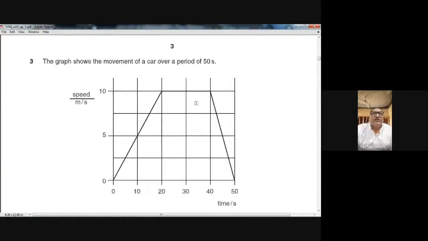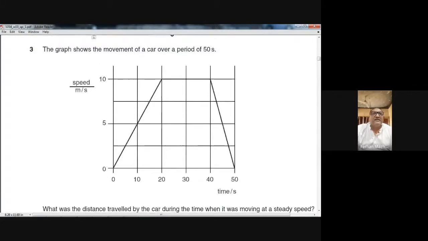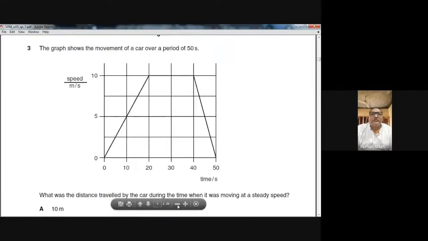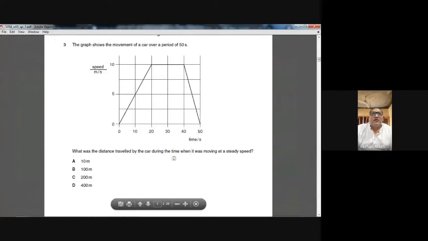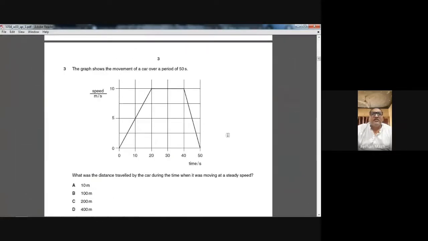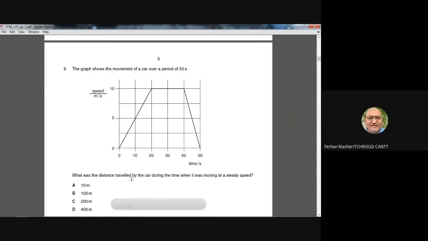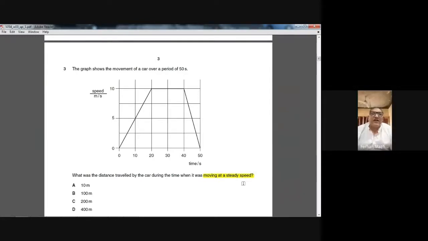So question number 3 is on your screen. The graph shows the movement of a car over a period of 50 seconds. What was the distance traveled by the car during the time when it was moving at a steady speed? It's a very important thing: when it was moving at a steady speed. So look at your graph and check when it was moving at a steady speed.